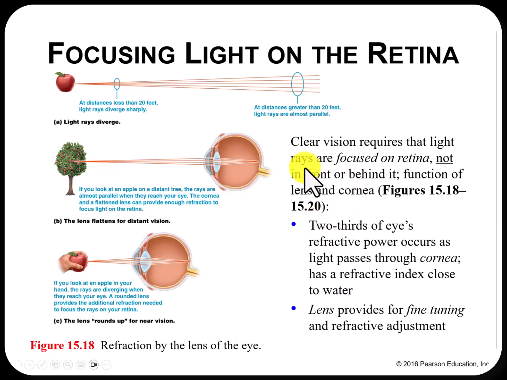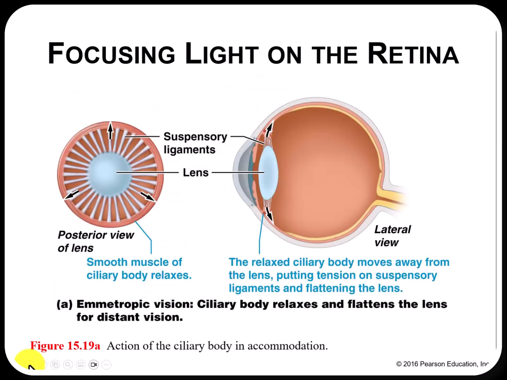With that light refraction, two-thirds of the refractive power is in the cornea, that clear area in front of the eye. And then the lens fine-tunes the refraction to make it strike the retina at the correct spot. Now remember, with our acute color vision, with the fine-tuning, it's going to strike back on the macula where the fovea centralis is. That's where all of your cones are.